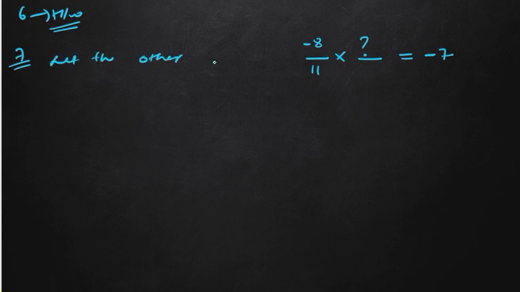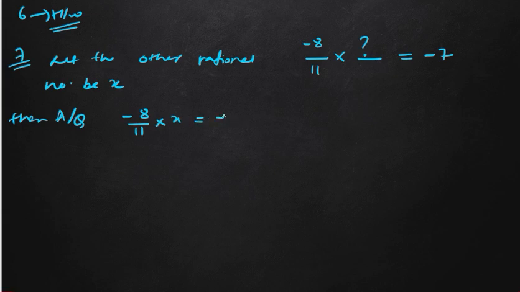Number 7: the product of two rational numbers is minus 7, and if one of the rational numbers is minus 8 by 11, then find the other. That means if you multiply the two rational numbers the answer is minus 7, and one of them is given, minus 8 by 11. We need to find the other. Let the other rational number be x. According to the quotient, if you multiply minus 8 by 11 with x, our result is minus 7.